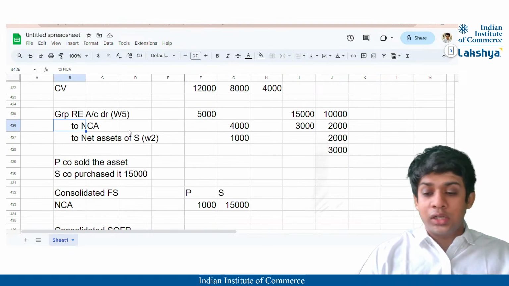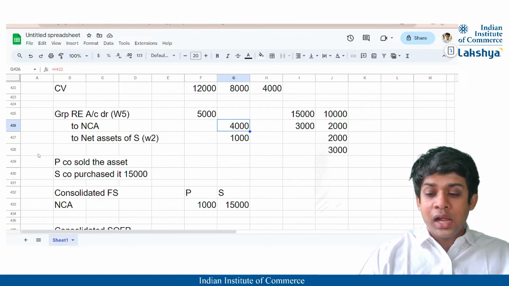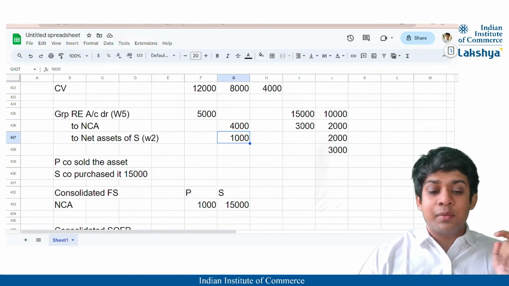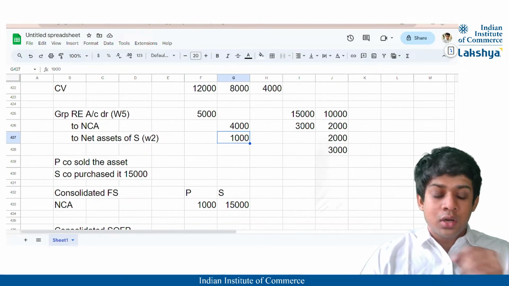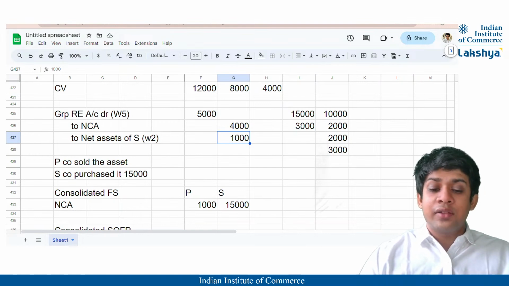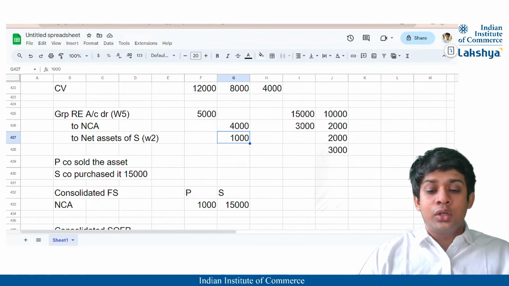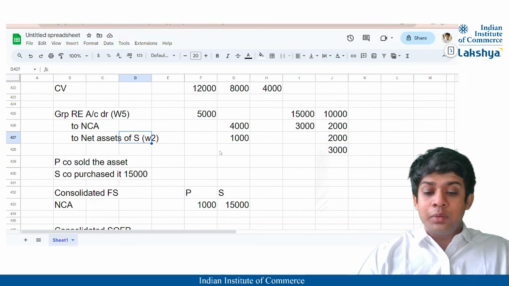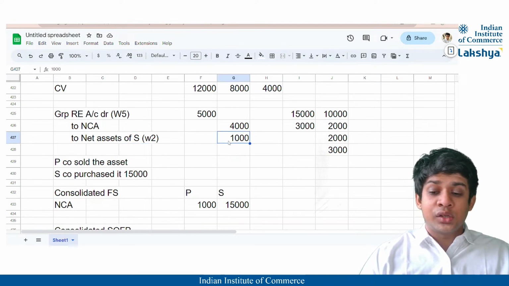We credit the non-current asset by 4,000 and we credit the net assets of subsidiary, that is working note 2, by 1,000, because the subsidiary must have purchased it at a higher price and thus they must have charged higher depreciation. And since they have charged higher depreciation, in order to eliminate that, we will have to add it back to the subsidiary's net assets, right? So this PURP will be added back to the subsidiary's net assets of 1,000.